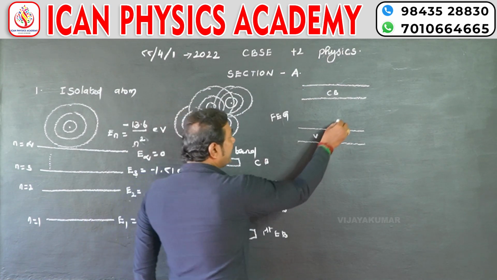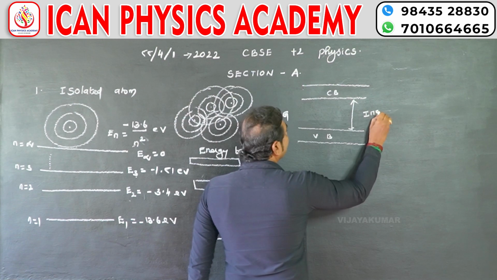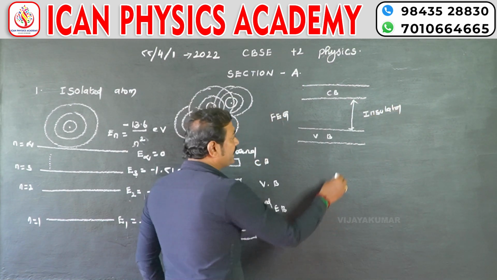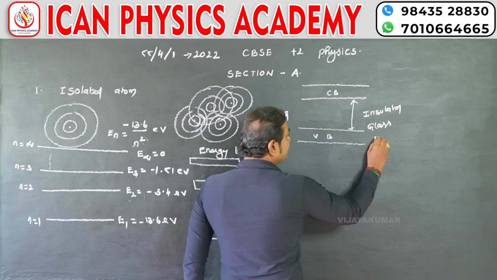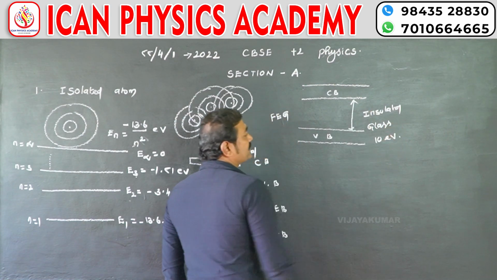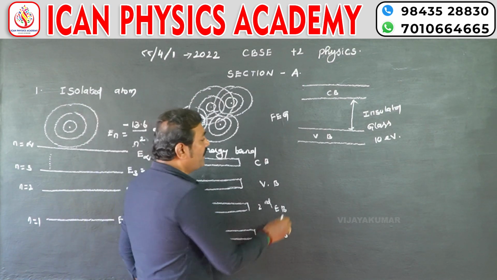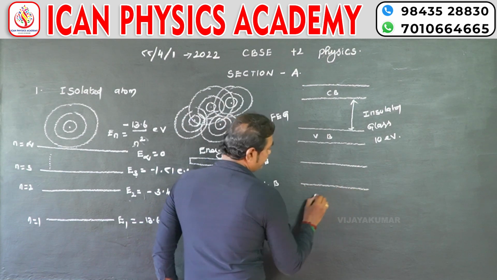The energy gap is very large in the case of insulators, for example glass. For glass, the forbidden energy gap is 10 electron volt. Okay, but what about the conductor?